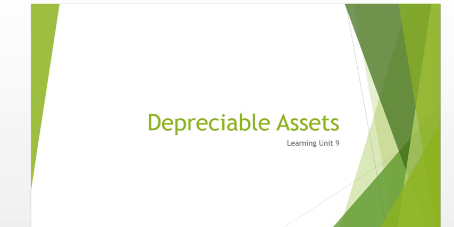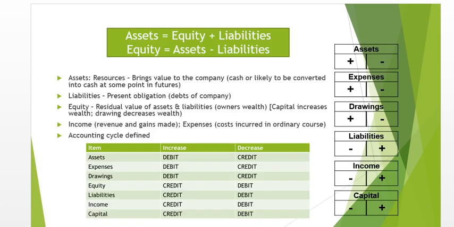Okay, so what we'll be looking at in this video is depreciable assets. So those fixed assets of ours, for example, our motor vehicles, computer equipment, machinery, and just the loss in value of those assets and how we deal with it in accounting. Okay, but before we get to that, let's quickly have a recap.